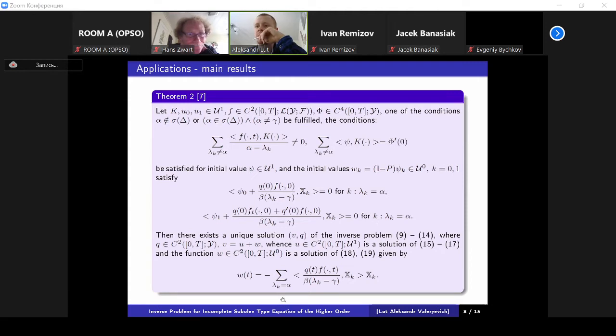The inverse problem for the Barenblatt-Zheltov-Kochina mathematical model was investigated by reducing it to an inverse problem for an incomplete higher order Sobolev type equation, as shown on this slide. Here, lambda are eigenvalues and x are their corresponding eigenfunctions.